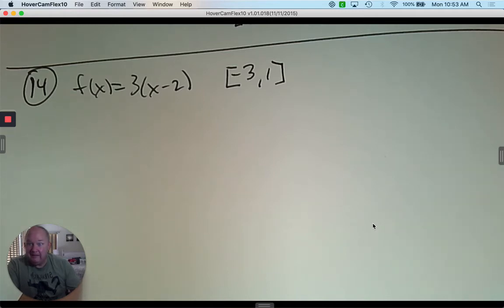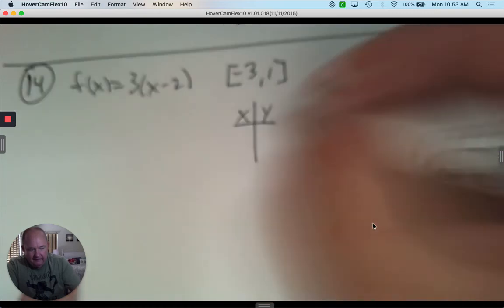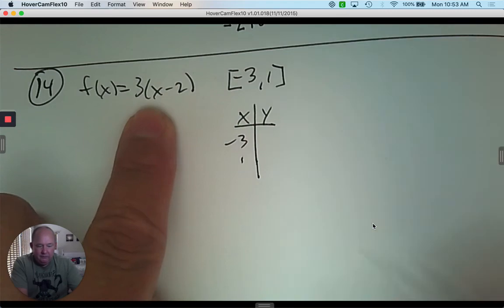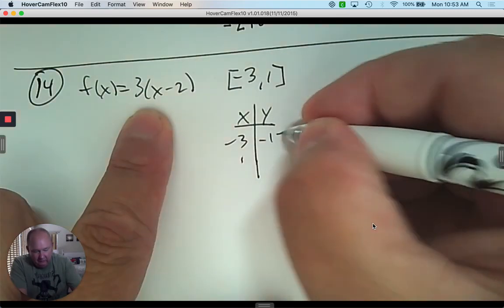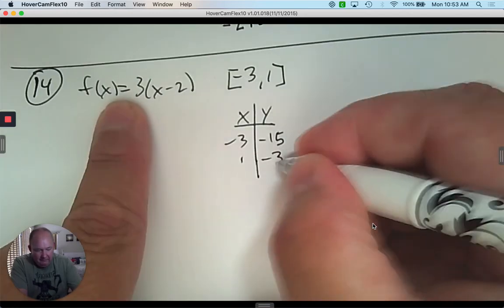All right, we're back. You have an answer, right? So here we go. I'm going to start with a table of values. I'm going to use -3 and 1 to begin with. If I put in -3, I get 3 times -5, which is -15. If I put in +1, I get -1 times 3, which is -3.